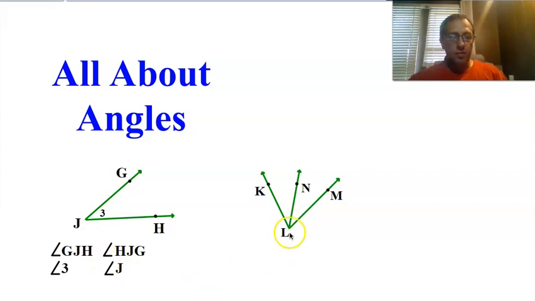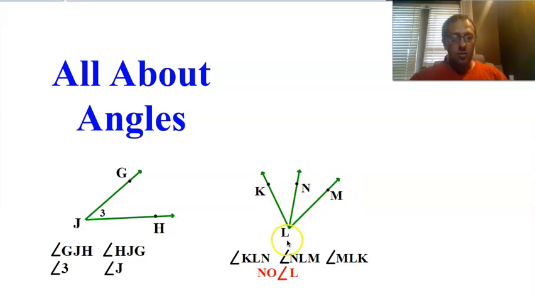Now, remember, if you have more than one angle at that vertex, you cannot call this angle L. Just like if I had 3 Emilys in class, which has happened, I couldn't just say Emily. I'd have to be more specific. Which Emily are we talking about? So same thing here. You have angle KLN, angle NLM, or angle MLK. No angle L, because there's more than one angle at L, so you have to be specific about that.